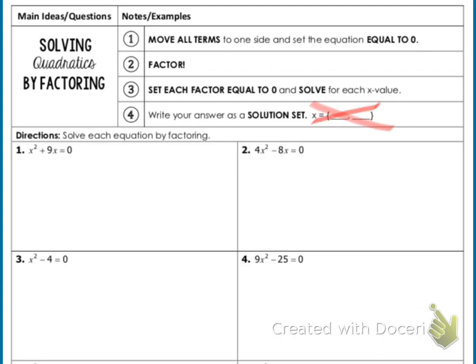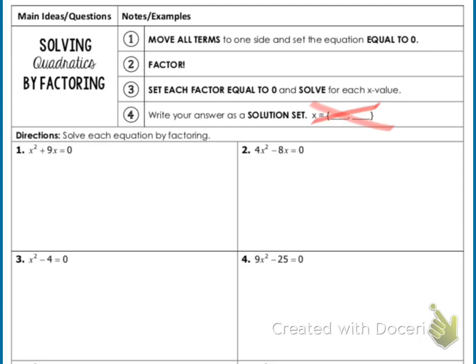So step 1, move all terms to one side. Well, in number 1, that's already been done for us. We have x squared plus 9x equals 0. We know lots of different ways to factor, right? But our number 1 step is always to see if we have a GCF.